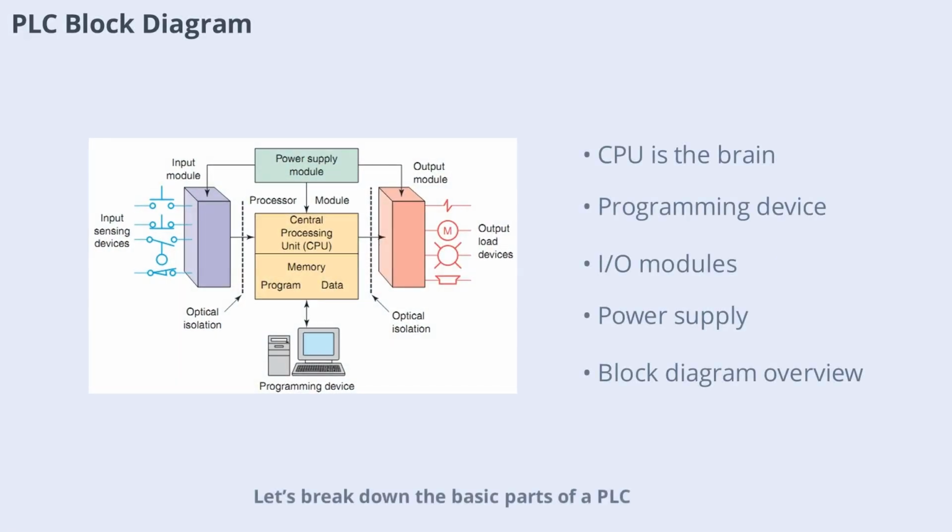Let's break down the basic parts of a PLC. The block diagram typically includes the CPU, central processing unit, programming device, input and output modules, and a power supply module. Each component plays a crucial role in the PLC's operation.